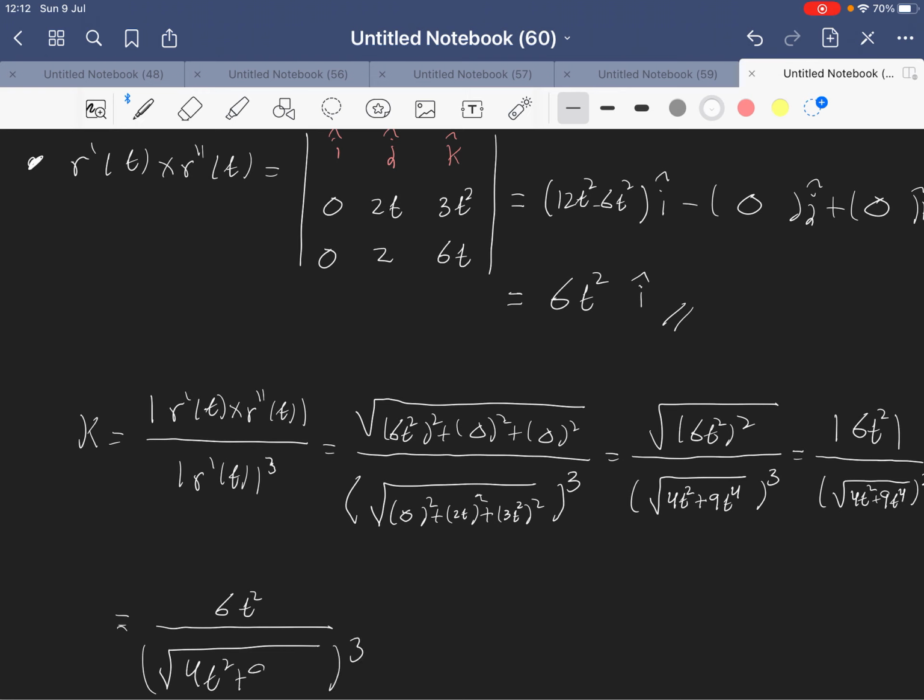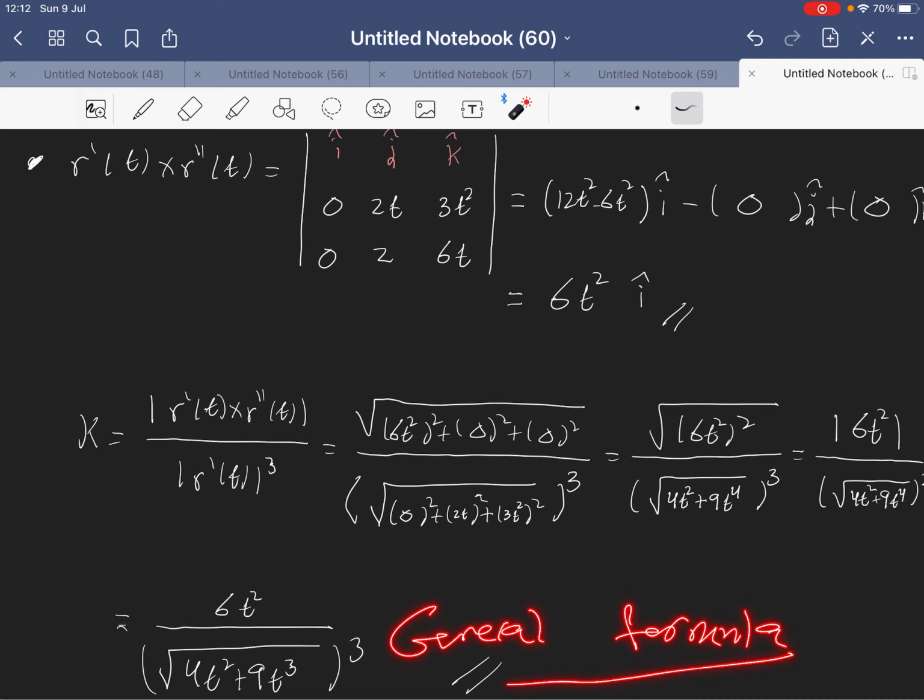4t squared plus 9t cubed. And that's the answer for the first example. Of course, if we know the value for t, we can substitute it and we find the exact number for the curvature. But in general, this is the general formula for the curvature in this example.